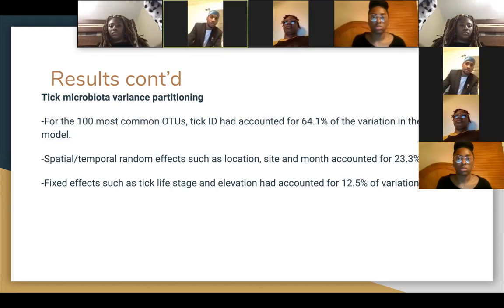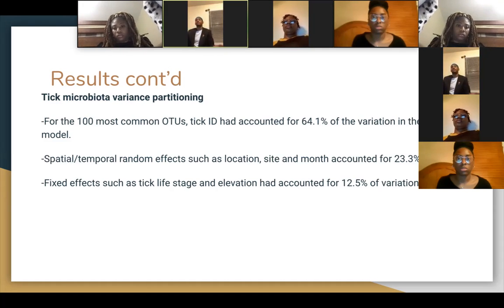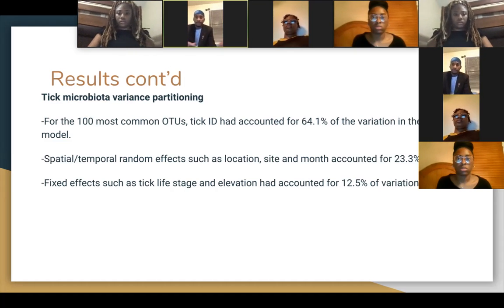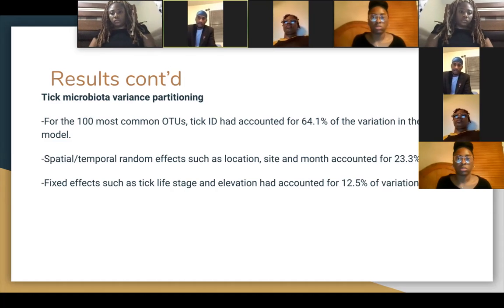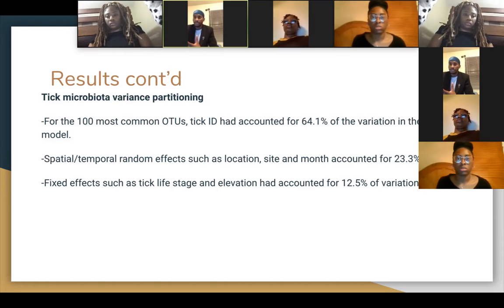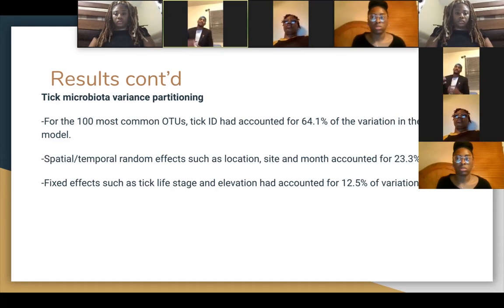When you group the spatial and temporal random effects with the fixed effects, it changes the overall percentage between the tick ID and the fixed effects. This changes the tick ID to 49.9%, and then the fixed effects to 31.8%, and the fixed effect tick level accounted for the most, which was 17.5%, and the site level accounted for 14.3%.